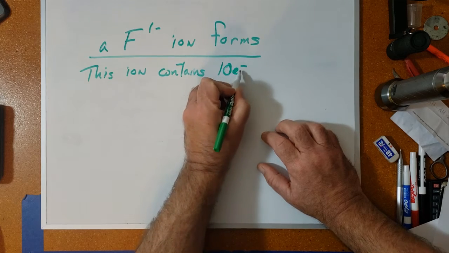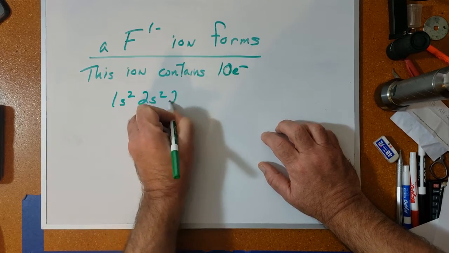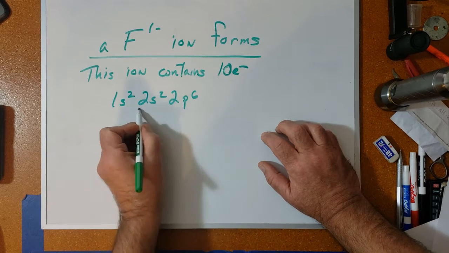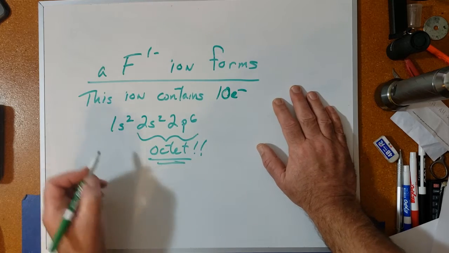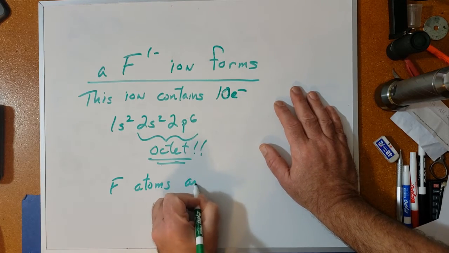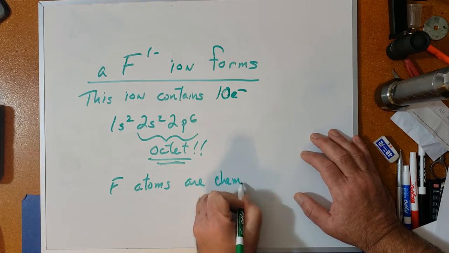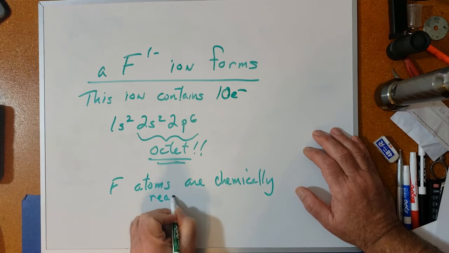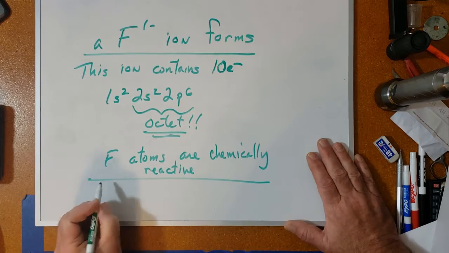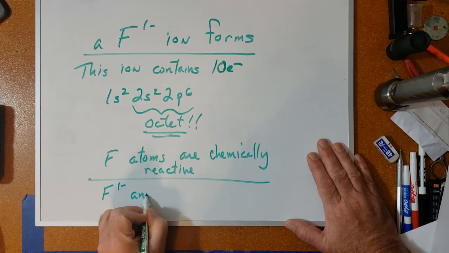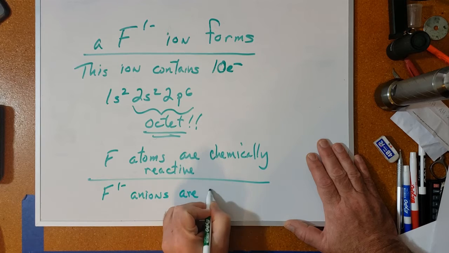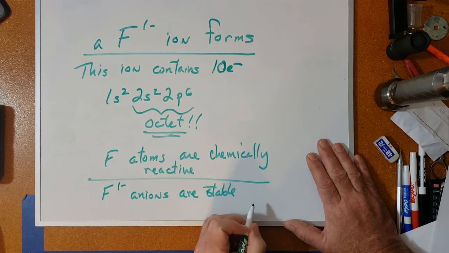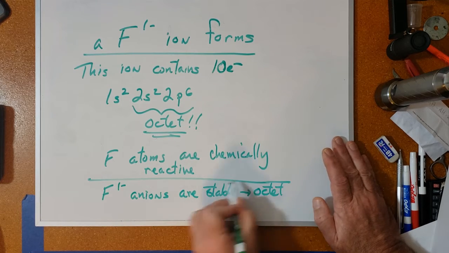Okay, this ion contains 10 electrons. So that's 1s2, 2s2, 2p6, that's 10 electrons, 2, 4, and 6 is 10. And there's our octet. So what does that mean for fluorine? Fluorine atoms are chemically reactive because they do not have octets, whereas fluorine anions, an anion is just a negatively charged ion. If this were a plus, then we'd call it a cation, but fluorine -1 anions are stable because they have an octet.